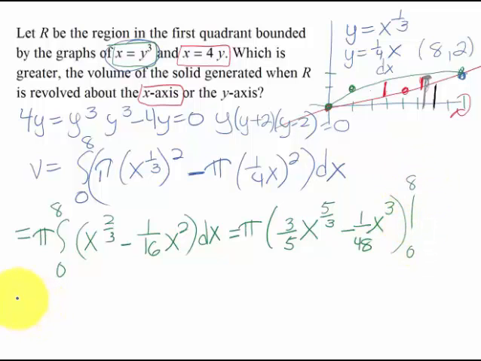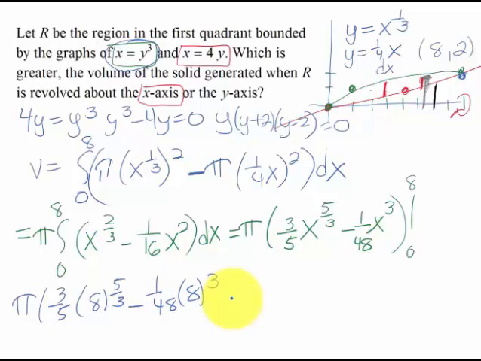Okay, let's go ahead and set this up then to do the evaluation. So I'm going to have 3/5, and I'm going to put in 8 to the 5/3 minus 1/48, and then 8 cubed, and then we can see when we put in 0 that that's going to be 0, so lower limit 0 there.